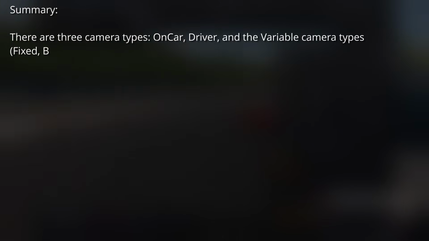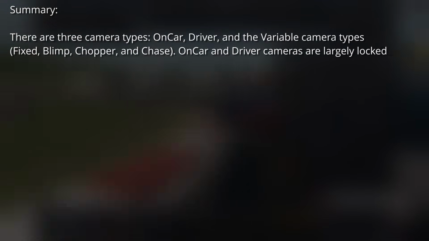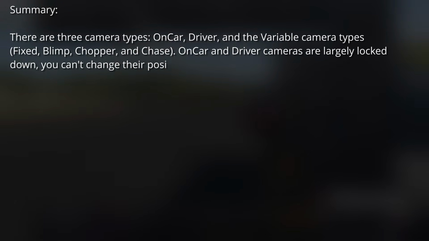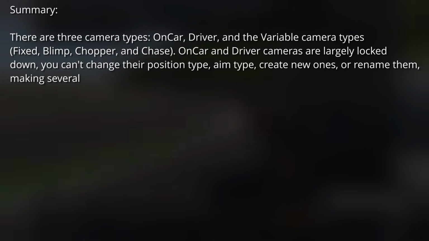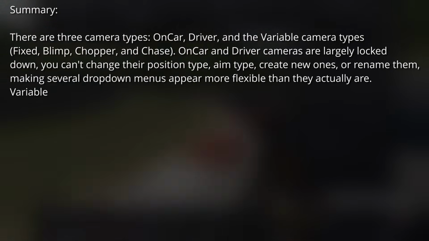Summary. There are 3 camera types: on-car, driver, and the variable camera types: fixed, blimp, chopper, and chase. On-car and driver cameras are largely locked down. You can't change their position type, aim type, create new ones, or rename them, making several drop-down menus appear more flexible than they actually are.